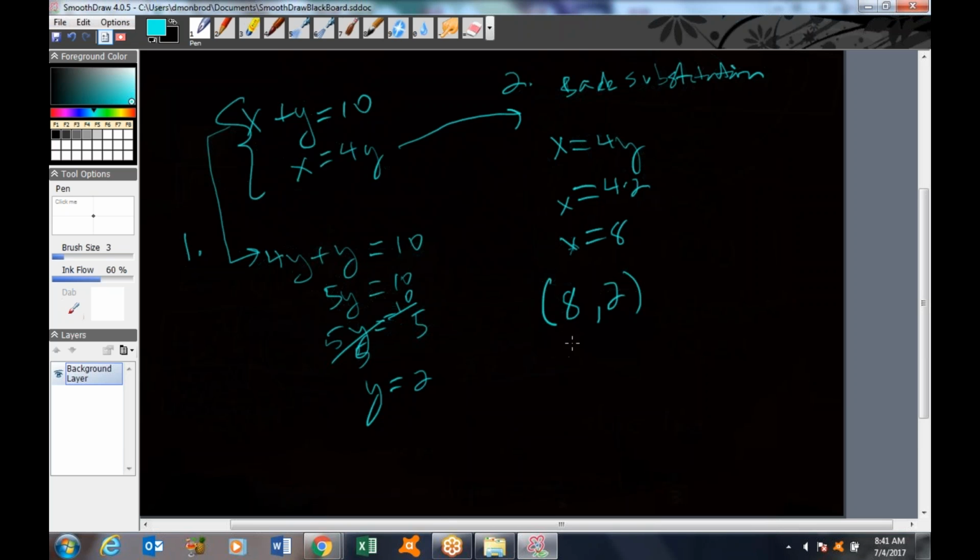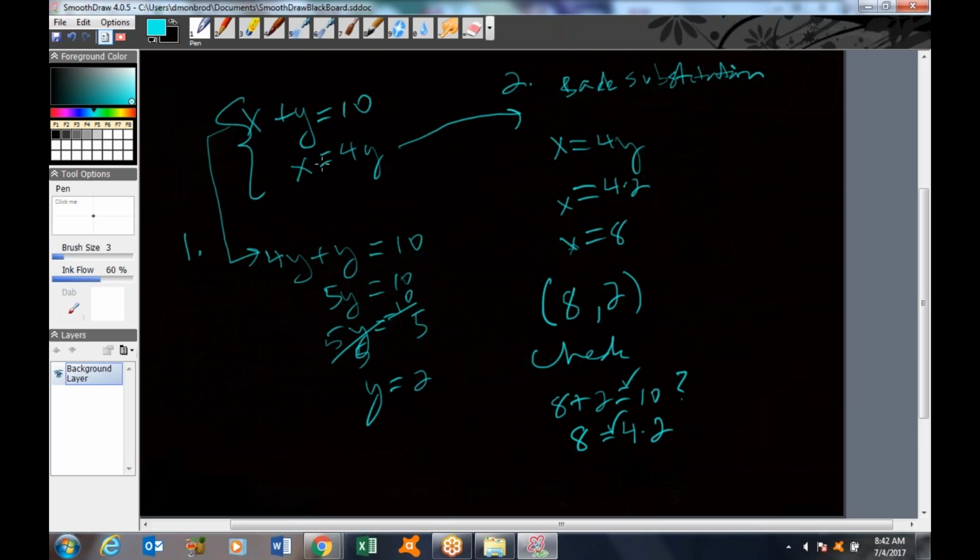Now you can do a quick check, as you always should. Let's check our first equation. Is 8 plus 2 equal to 10? Yes, it is. Second equation. Is 8 equal to 4 times 2? And I think we're in agreement on that also. So that's how you solve a system by substitution.